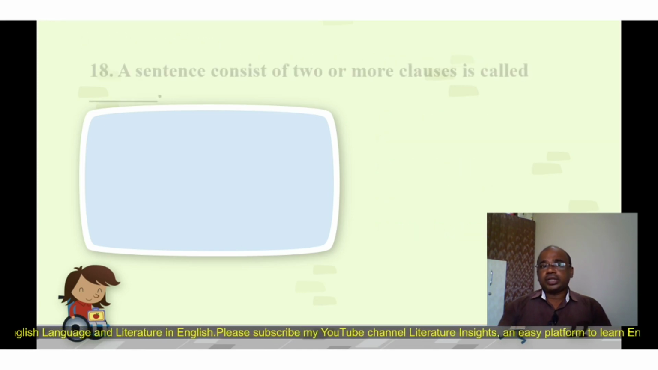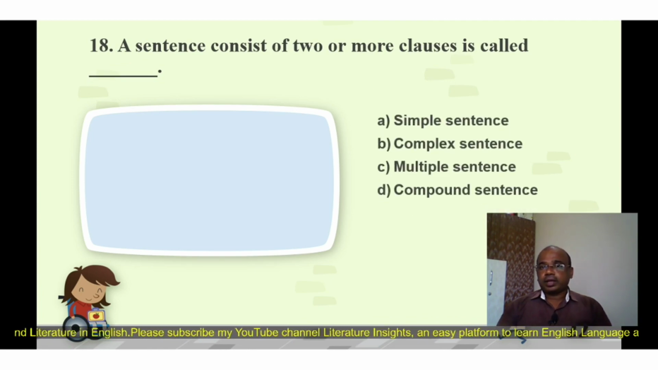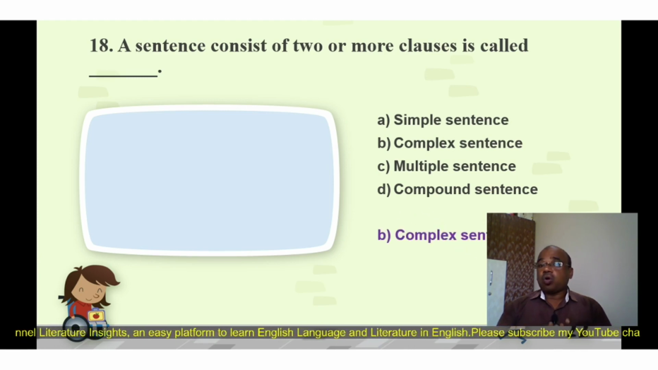Question number 18. A sentence consists of two or more clauses is called. Four options. A, simple sentence. B, complex sentence. C, multiple sentence. D, compound sentence. The students have just to identify the correct answer for the question. A sentence consists of two or more clauses is called, and the correct option is complex sentence.